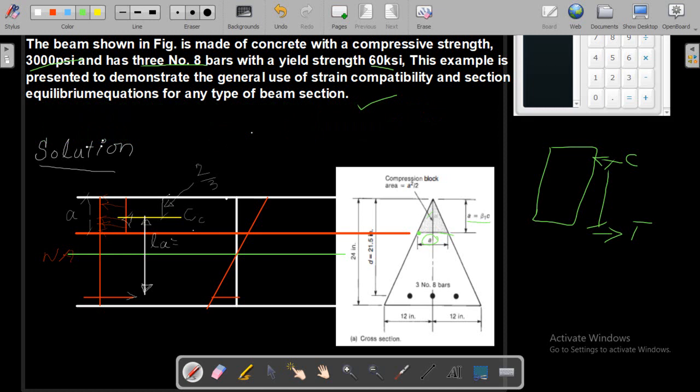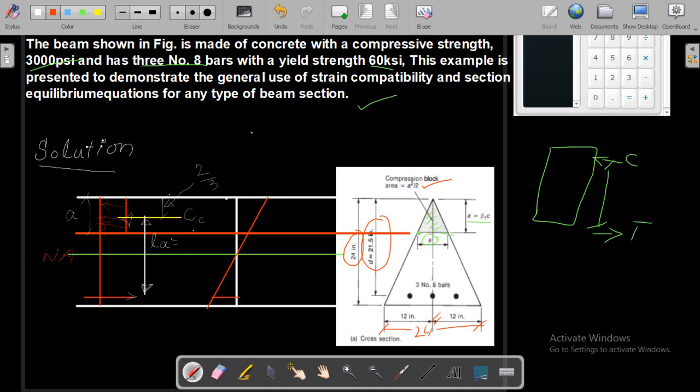The area of this stress block is already given to us, that is a squared divided by 2. Now the effective depth is given, that is 21.5, and the overall depth is 24 inches. Similarly the overall width is 24 inches. This is the overall width of the beam. So this is an equilateral triangle, you can say, right?